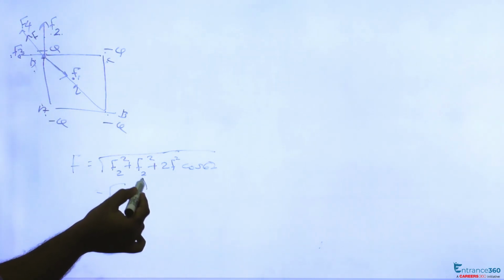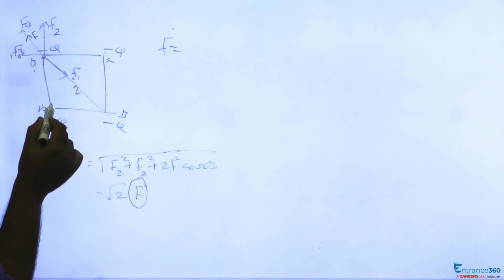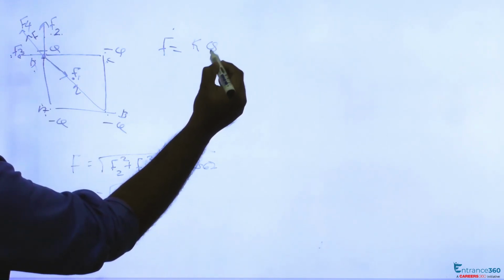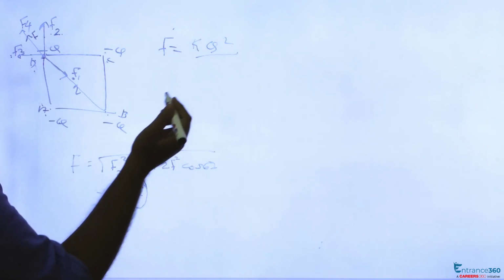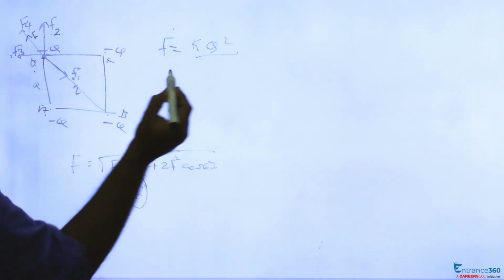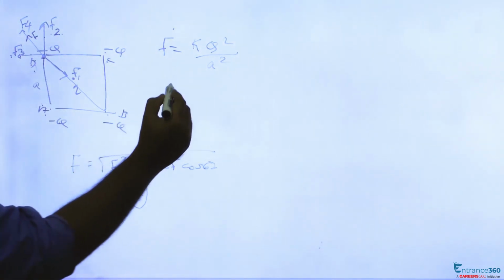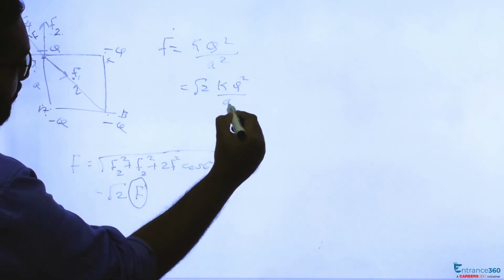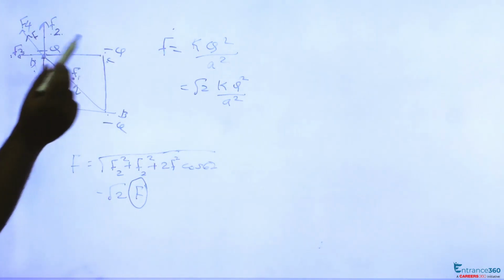Now let's find the value of F. So F equals, due to this minus Q, K Q square, that is minus Q into minus Q is Q square, divided by, where K is 1 by 4 pi epsilon 0, distance square. The side of the square is A, so it is A square. This is the force due to these two. So the resultant will be root 2 F, that is root 2 into K Q square by A square.